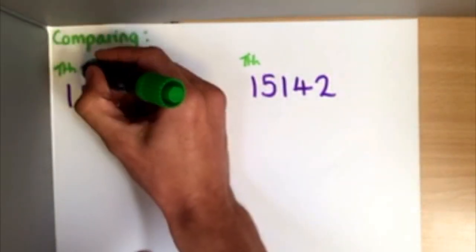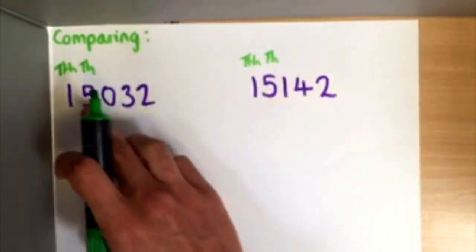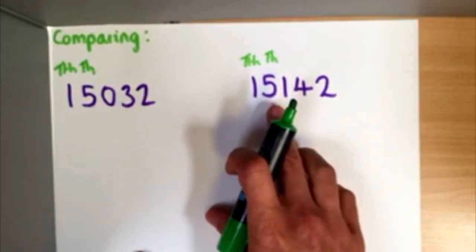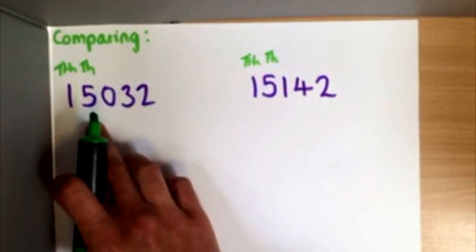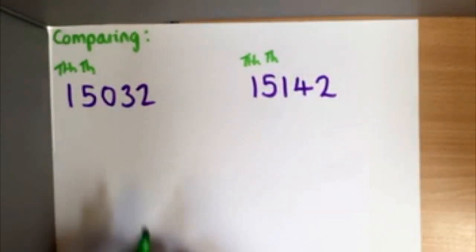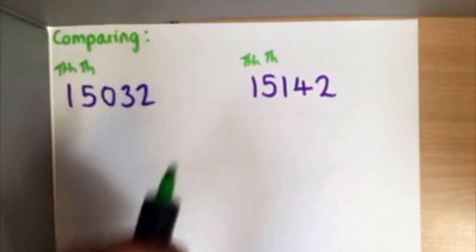Now this digit falls in our thousands column. Over here we have 5 lots of 1,000, and over here we have 5 lots of 1,000. So which one's bigger there? This 5 lots of 1,000 or this 5 lots of 1,000? Well, again, they're both the same, so we have to move on to our next column.